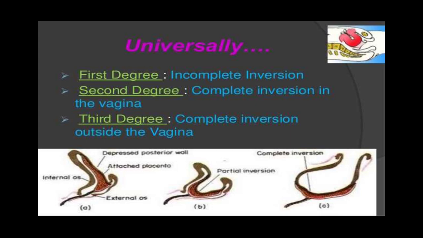Generally, universally there are three stages: first stage incomplete inversion, second stage complete inversion in the vagina, and third stage complete inversion outside the vagina. In the first stage, the fundus of the uterus turns inside out but has not descended through the cervix, it just started turning inside out. In the second degree, it started coming out through the vagina, and in the third degree it comes totally outside of the vagina. That is according to the stages.